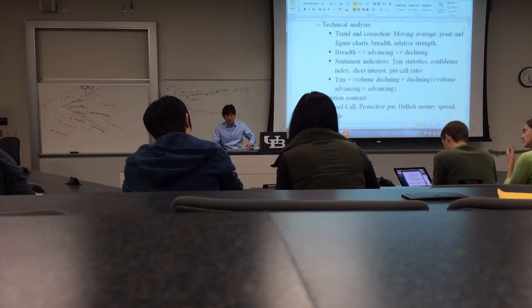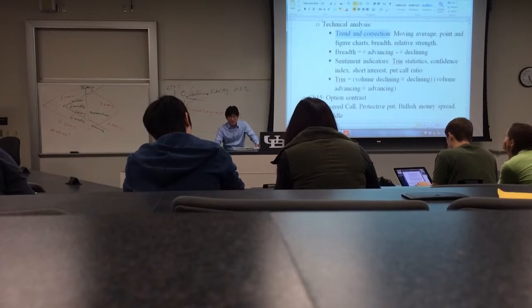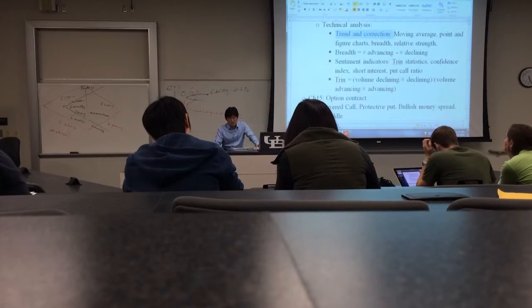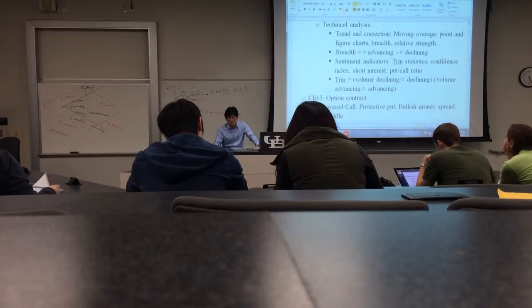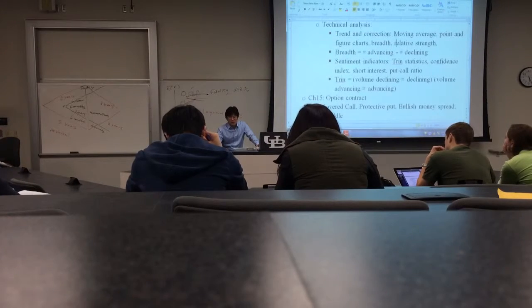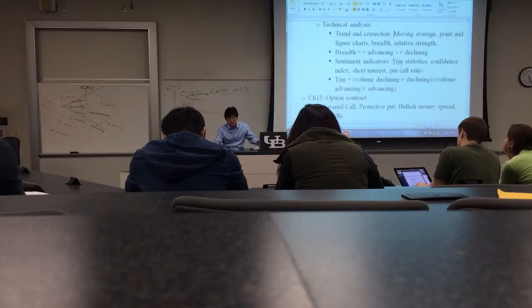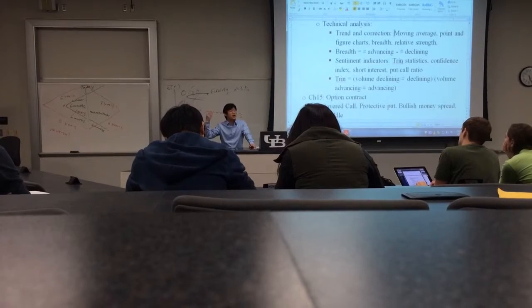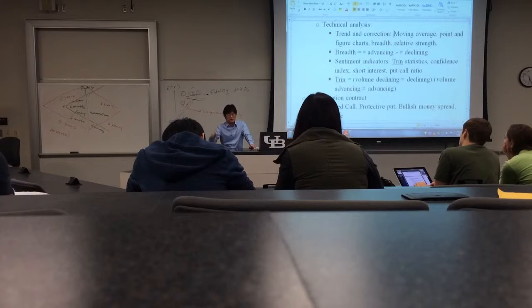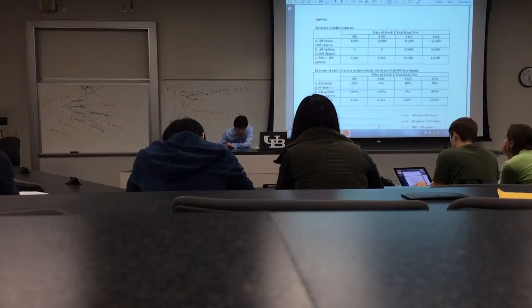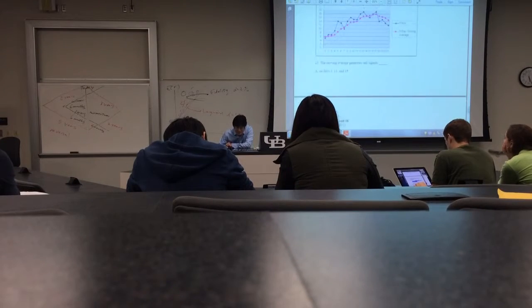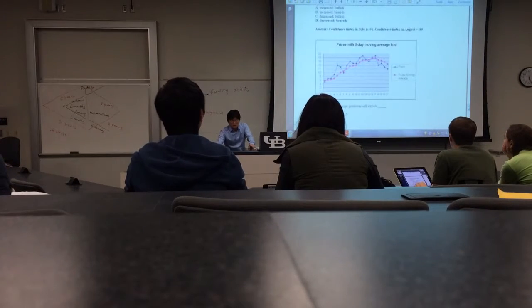Technical analysis, there are two types of technique: trend correction and sentiment indicators. Trend correction includes moving average, points and figure charts, breadth, relative strength. Moving average, so moving average is the average price in the past 50 days. So I will ask you a question similar to the last questions of the fourth homework.